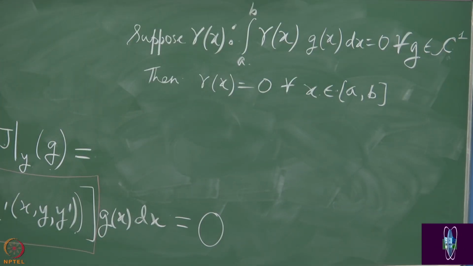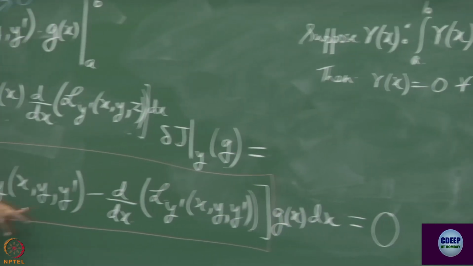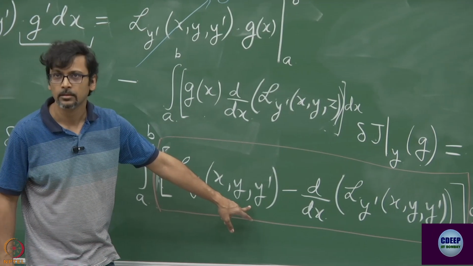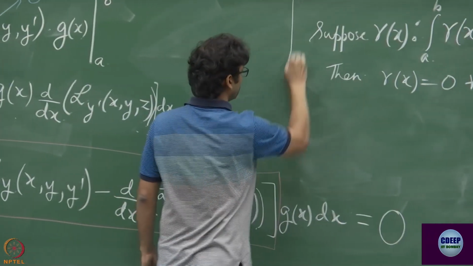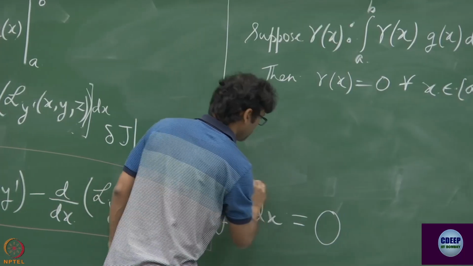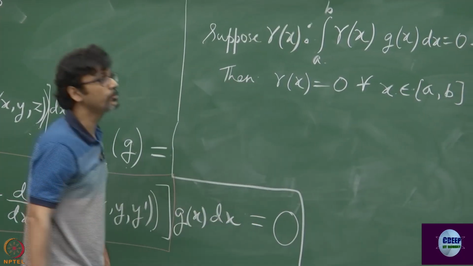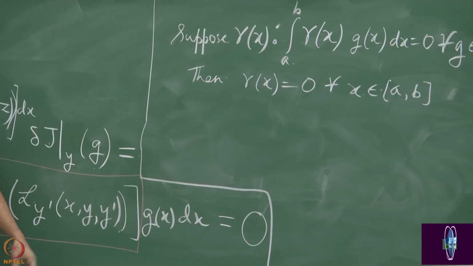So indeed it is true, is what we are claiming. The role of gamma is being played by this. Why is this true? Why should we believe this is true? Well, we can prove that it is true. Let us assume the contrary. Suppose not.